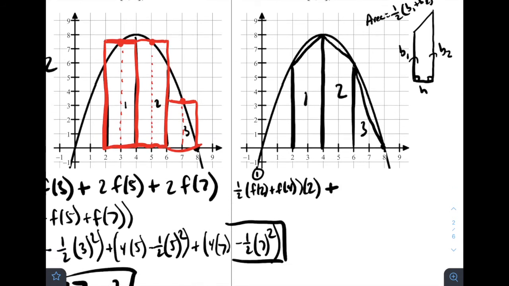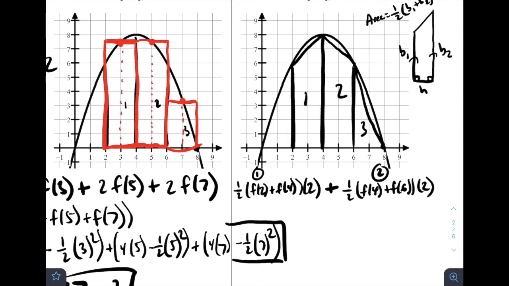Our second trapezoid, we're going to add the area to that. And in this case, for our second trapezoid, the bases are the height at 4 and at 6. So we're going to say 1/2 times f of 4 plus f of 6. And then the distance between those two bases is 2, aka the width, really, in this case.